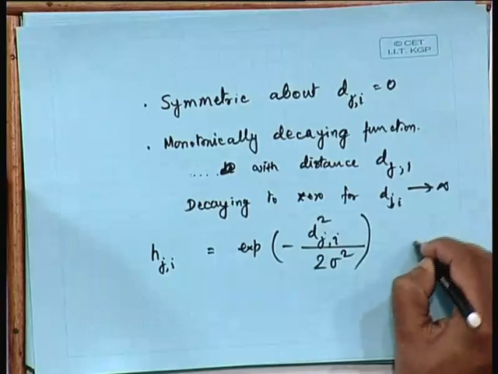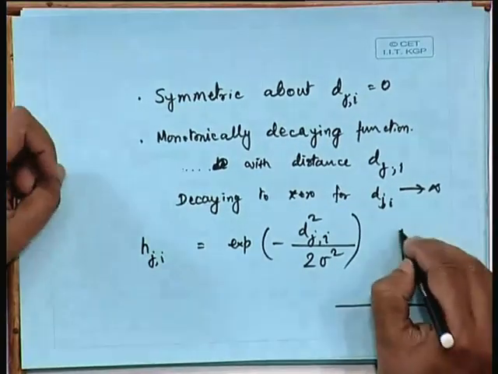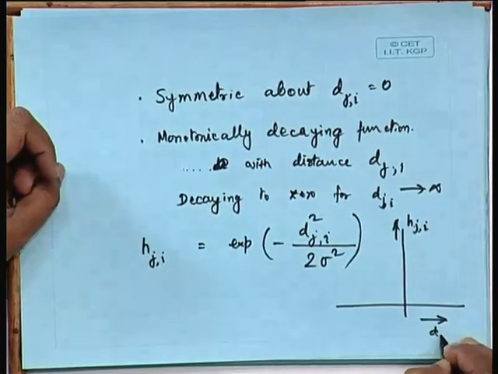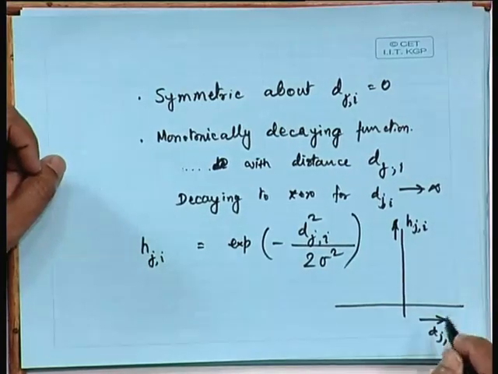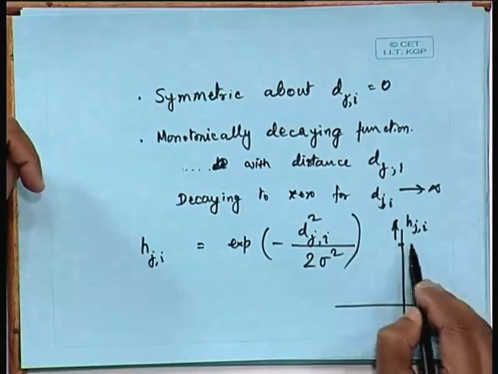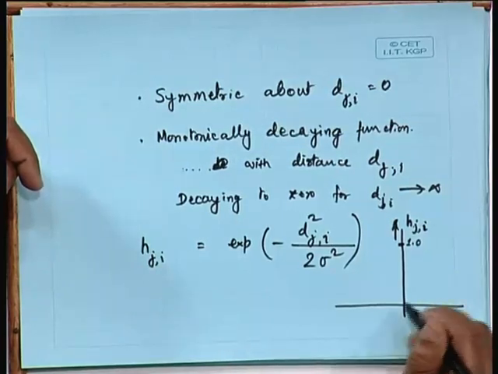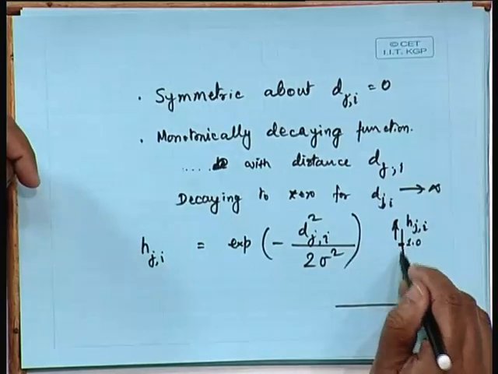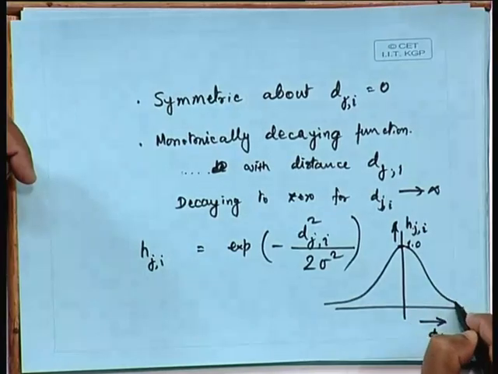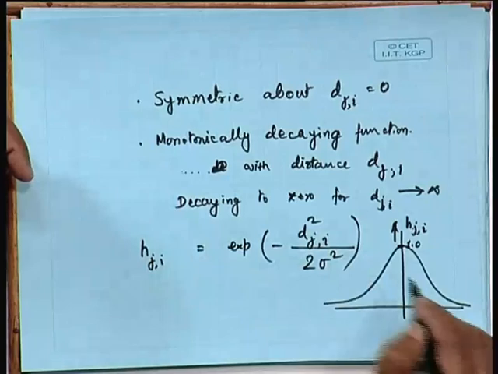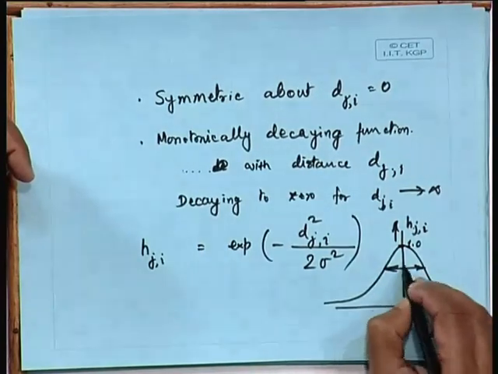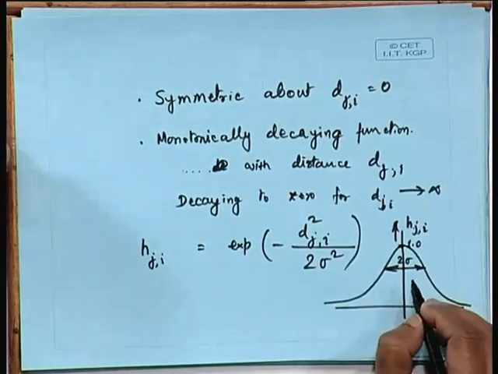So, basically, we will be having an hji function like this. hji will be plotted on the y axis and dji on the x axis. At dji equal to 0, what should be the value of hji? That should be equal to 1, right. So, that is the maximum value, corresponding to dji equal to 0, and it should decay exponentially. This is the kind of curve you can expect. So, this is a Gaussian curve according to this equation, and its width will be sigma, so that the total width is 2 times sigma. That is the sigma of the Gaussian function.